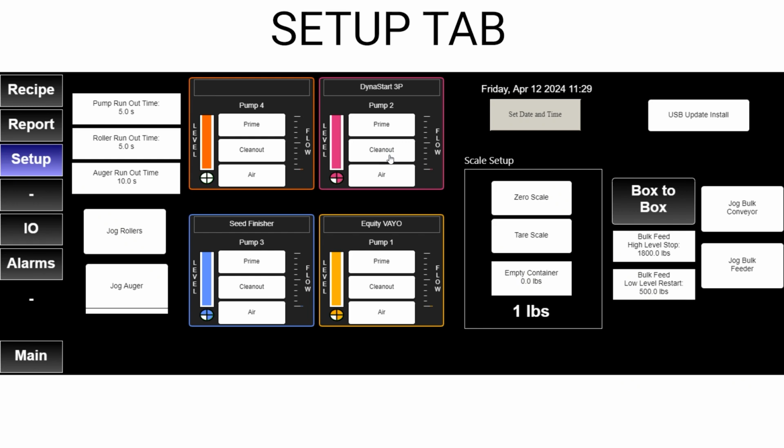The screen only allows a button to be pressed for up to 30 seconds. Press and hold for 30 seconds and repeat. As you can see here, when pressing and holding the prime button and the flow meter sees flow, the 4th quarter of the pie is now complete.